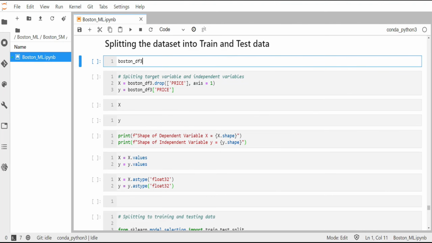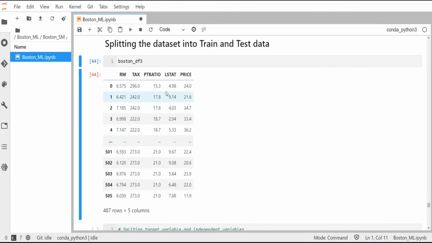So we have seen previously, after all the necessary data cleaning, we now have the final dataset data frame stored in the variable name Boston_df3. Let me display it for you. So this is our dataset. We have the target values as well as the features in it as of now. And the total columns we have is 5, whereas the data points are 487.